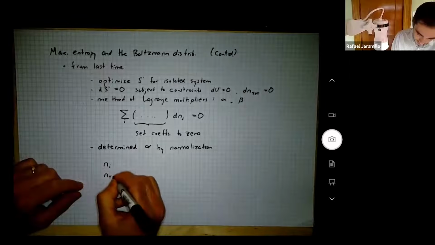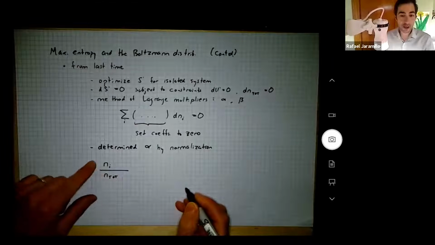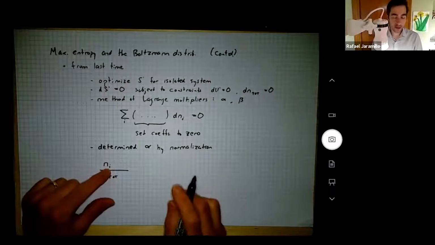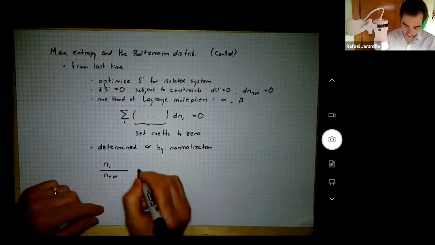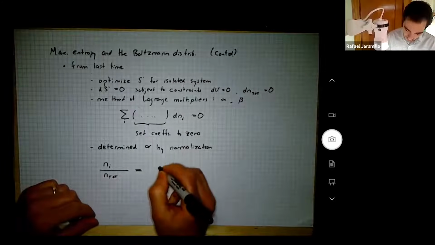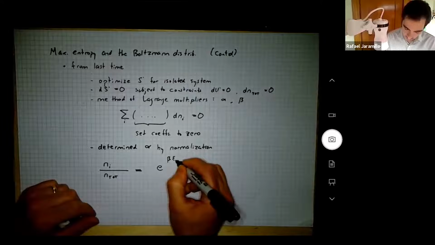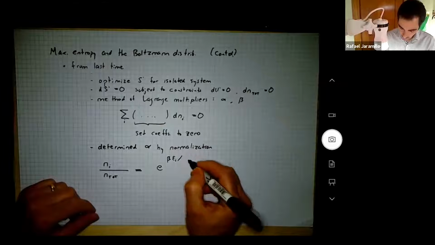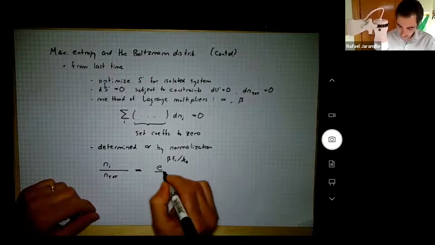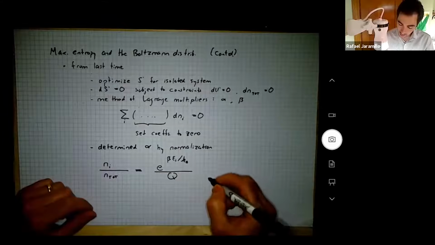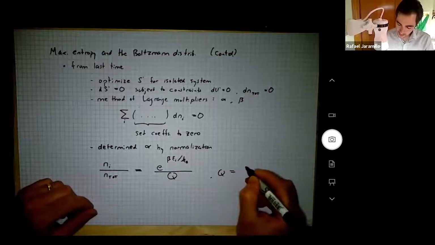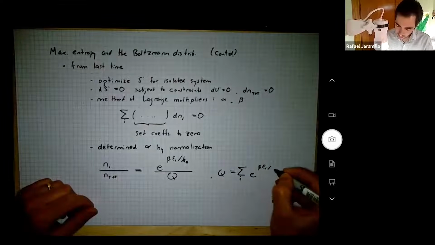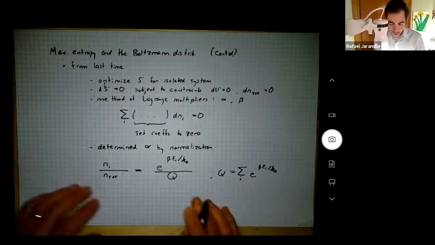We had n_i over n total. So this is a distribution function, the fractional distribution of particles in state i, normalized by the total number of particles. And it was like this: e to the beta, this multiplier beta as yet undetermined, times the energy of state i, normalized by Boltzmann's constant. And that whole thing normalized by Q, the partition function, which was the sum over all possible states of e to the beta epsilon_i over Boltzmann's constant. And this is where we left things.